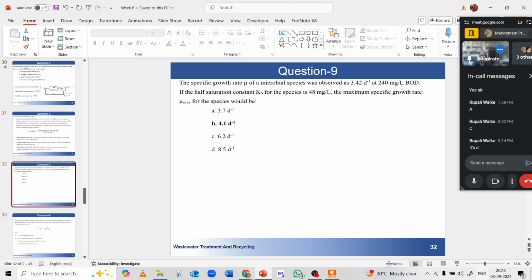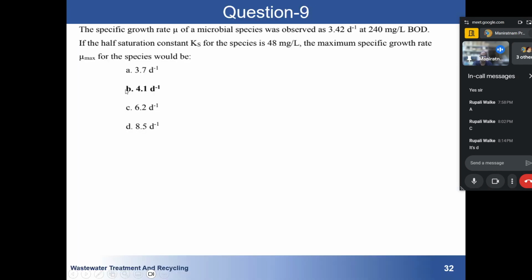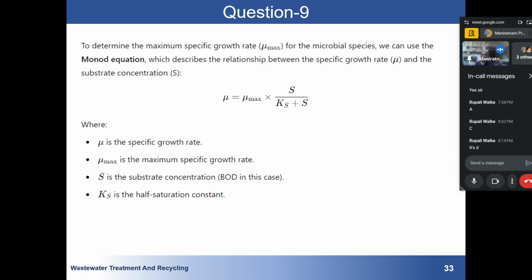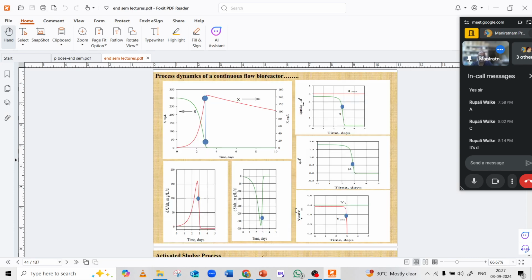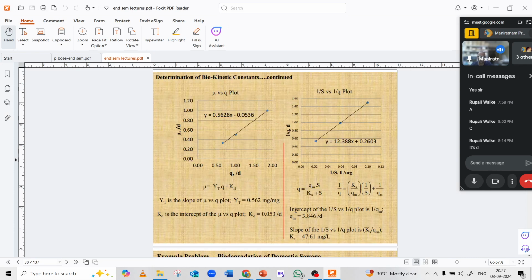So just take a screenshot of this question. Answer is already given to you, 4.1. I forgot to remove it. And the formula is mu is equal to mu max into s divided by Ks. This we have defined right now in Monod kinetics. Mu is a specific growth rate. Here I have written it in terms of q. See, different books use different units, but it's all the same.